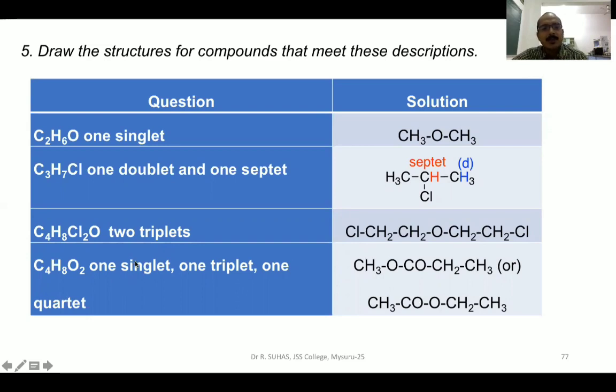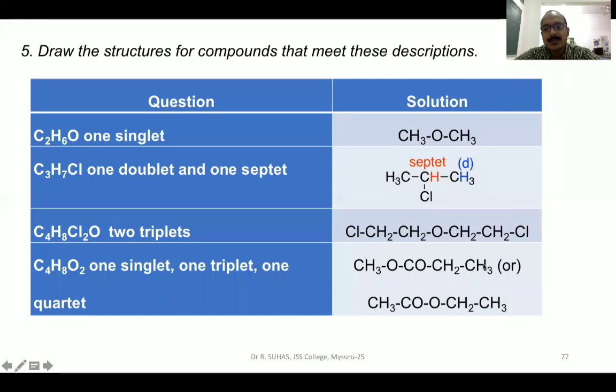C4H8O2. It is showing one singlet, one triplet, one quartet. Now for this type of problem, you have to analyze carefully. So he's telling there are two oxygens, one singlet. One singlet means there should not be any neighboring protons. One triplet means there should be a CH2 neighbor. One quartet, and the singlet means there should be a single CH3. So triplet and quartet, as I said, is the characteristic feature of the ethyl group.